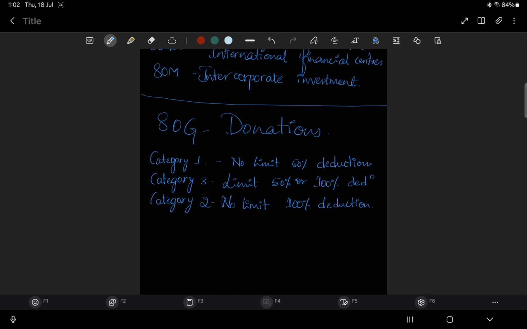Now in the group 3 category also, there is only one item: if I have donated any amount for family planning, that will get 100% deduction. Other than that, anything else will get just 50% deduction. Then category 2 is considered a residual category. Here whatever amount I am donating, there is no maximum limit as such, and I will be getting 100% deduction.